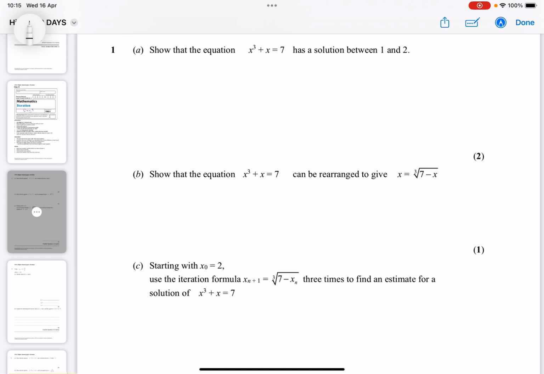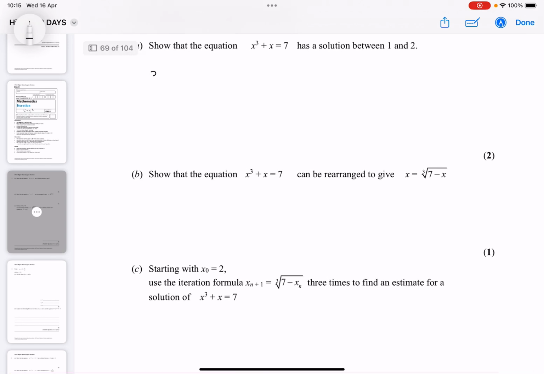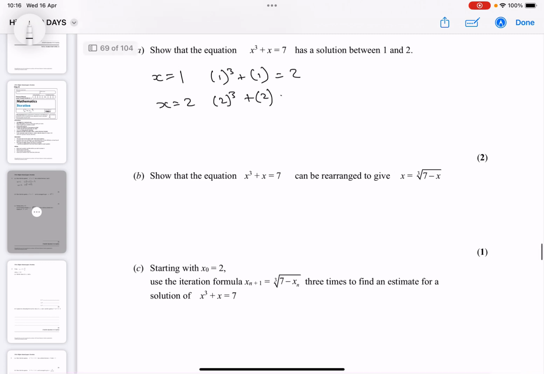It's strange how you finish this off, but essentially, if we write x equals 1, then we've got 1 cubed plus 1. Now I've got a calculator. I'm using substitution, so I'm using the brackets. 1 cubed is 1 plus 1 is 2. Okay, 2 is less than 7. I'm now going to put in the 2. So I've got 2 cubed plus 2. 2 cubed is 8 plus 2 is 10.